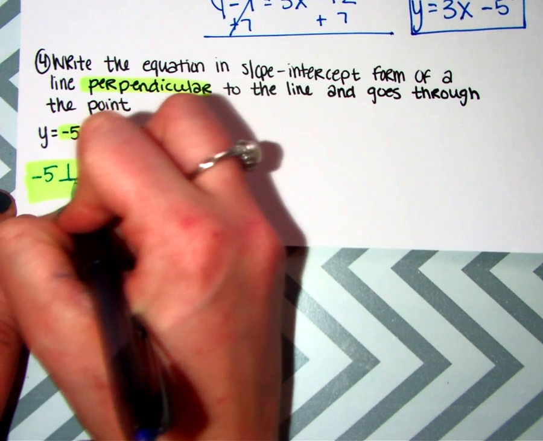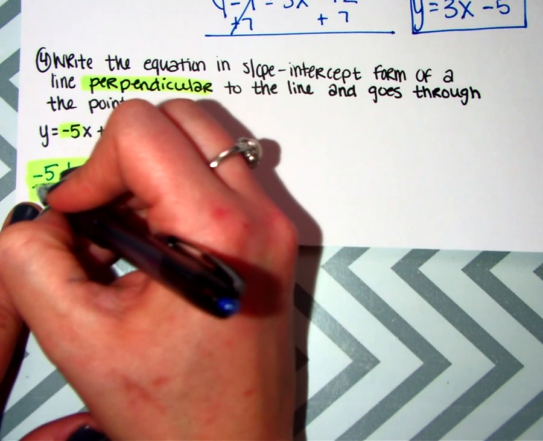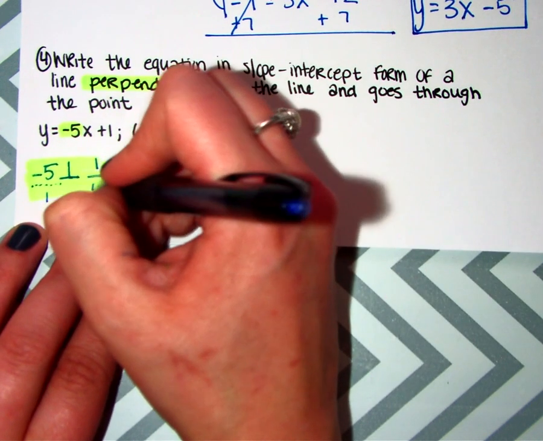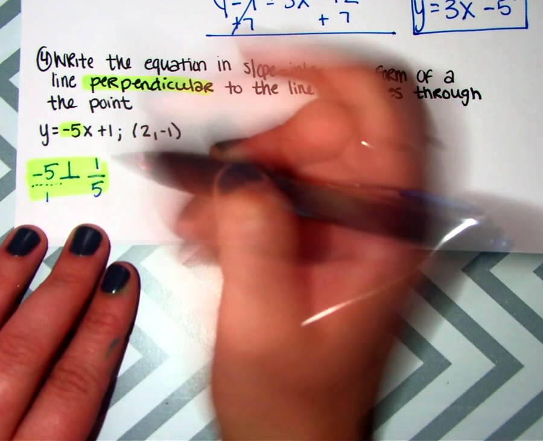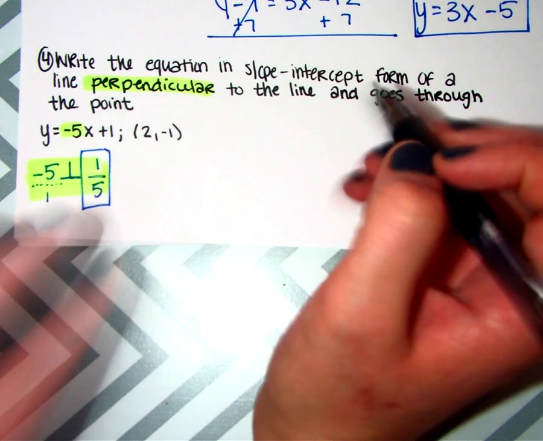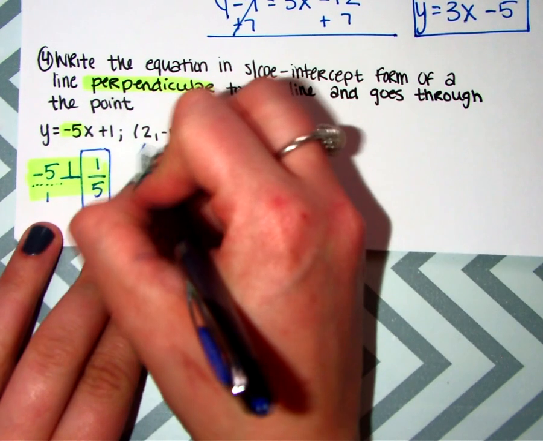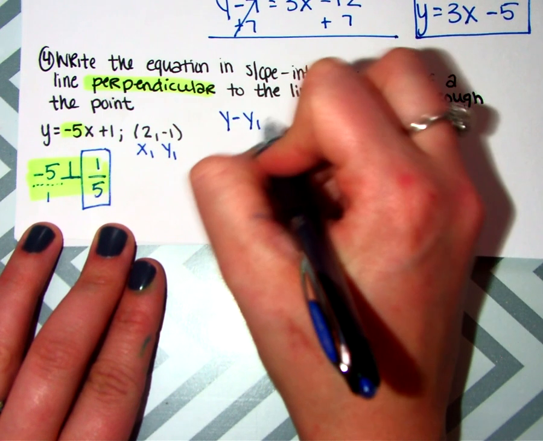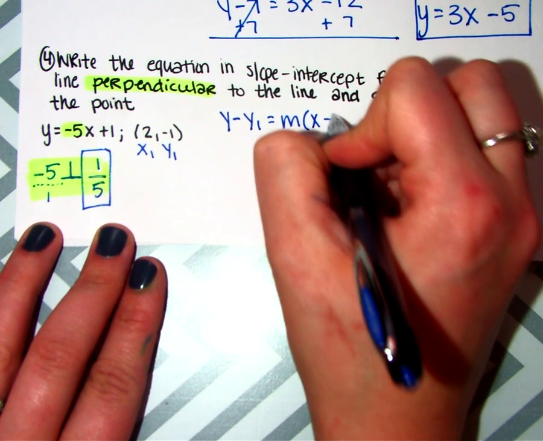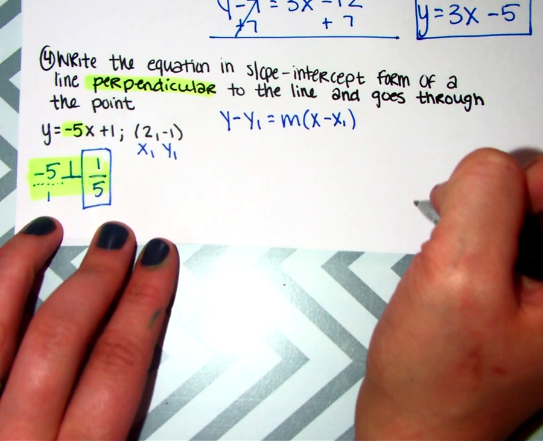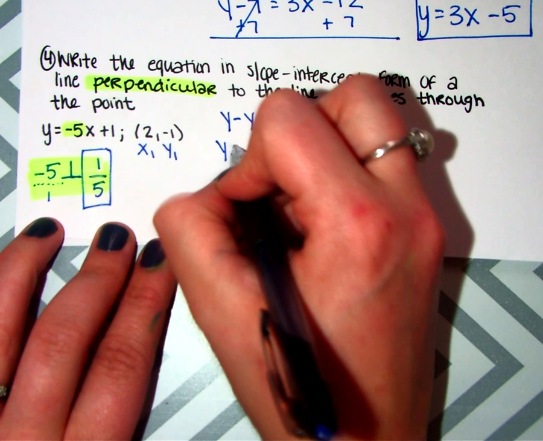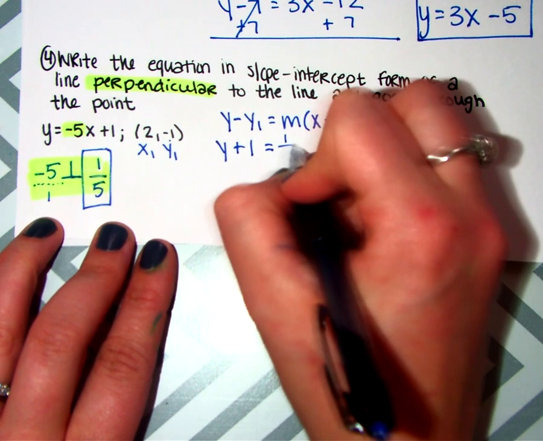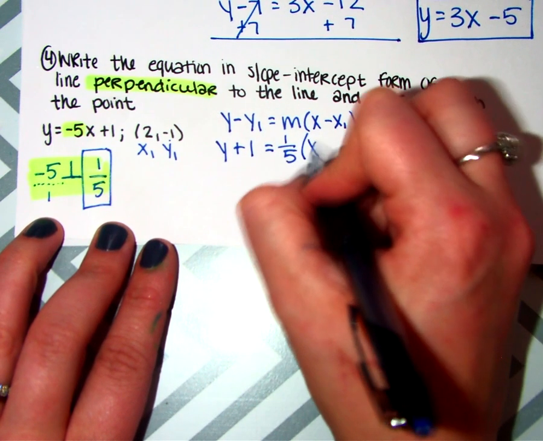I want to make it perpendicular. So remember, there's like an imaginary 1 underneath this. Flip the fraction, change the sign. It was negative, it's now positive. We want to use 1/5 in this problem. This is x1, this is y1. You have to start in point-slope form first because you have a point and you have a slope. So y minus -1 is a positive 1. My slope is 1/5, x minus 2.